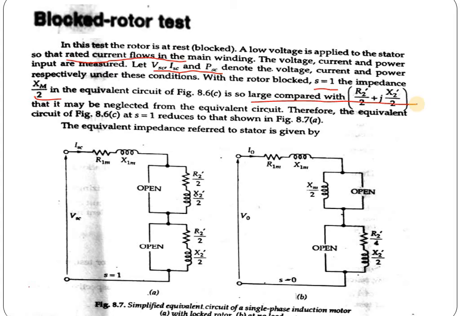Here, figure 8.6 we have shown in my previous lecture. From there you can compare this with the no load test and block rotor test equivalent circuits. Their parameters and diagrams we have shown. The equivalent circuit referred to stator is now shown here. Now given this equivalent circuit, we can measure different parameters and that we will see in our next slide.